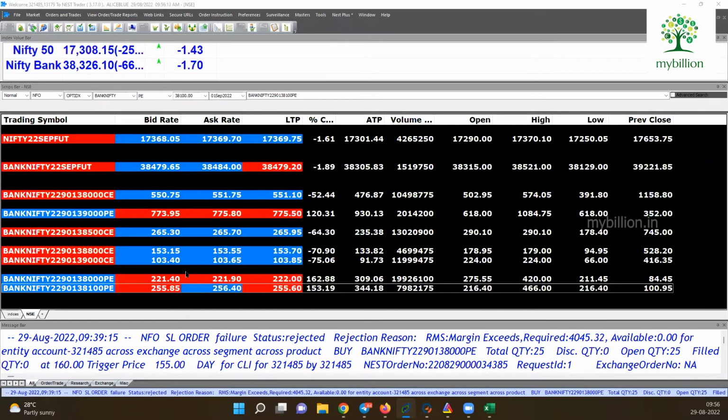So I was holding my 38,000 call. My hedge was a 38,000 call buy and a 40,000 put buy, 40,500 put buy on Friday. Today morning, I exited my 40,500 put. In the morning itself, I exited the 40,500 put and then bought a 39,000 put some 50, 60 points lower in price.